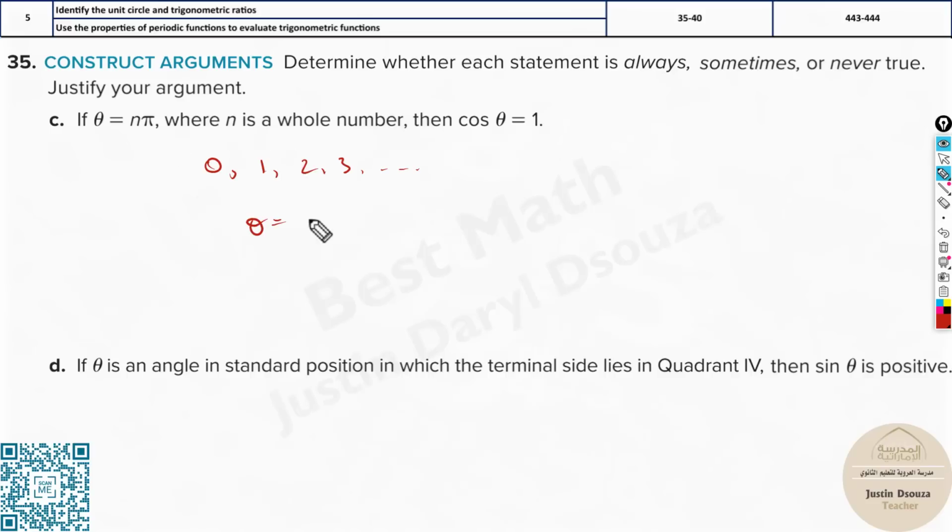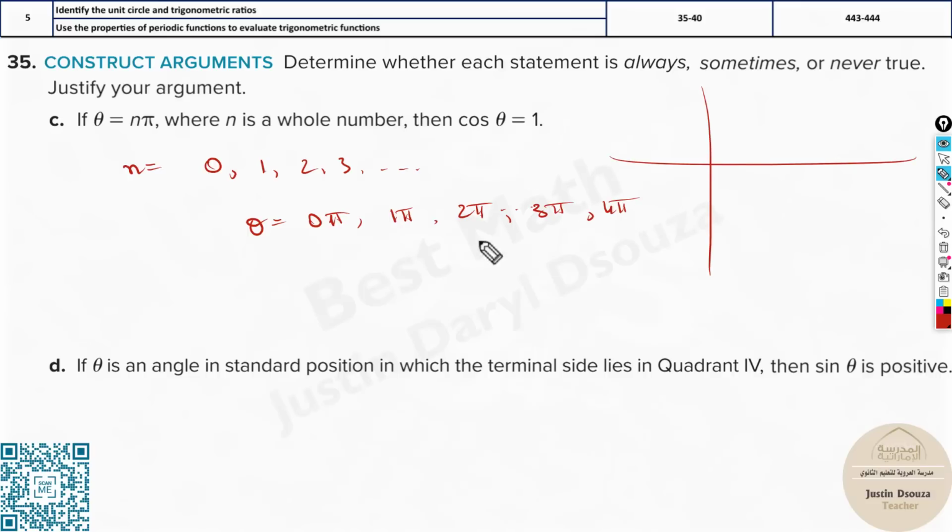Theta is n pi. So what is n? This is n, right? So let's substitute over here. It's either 0 pi, then we have 1 pi, 2 pi, and so on. So now in such cases, let's understand, is it always equal to 1? I don't think so. Because over here we have 3 pi, 4 pi. If you know the graph of cosine, it's very easy. Or you can even check this in calculator. I'll show in a minute.